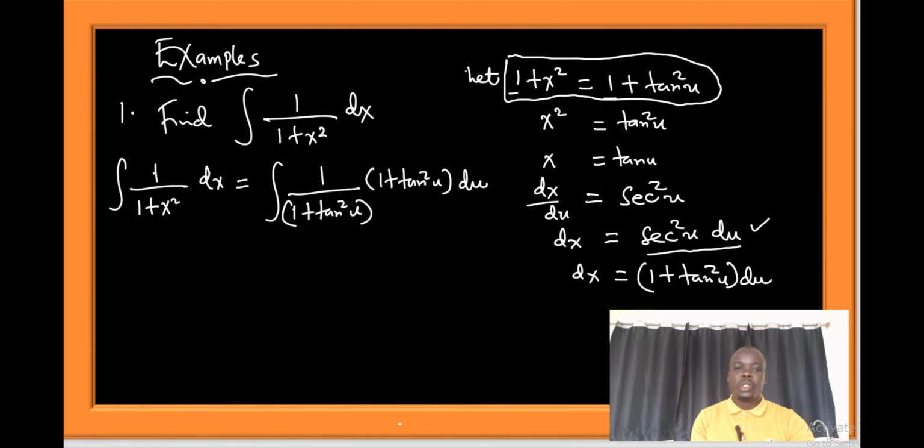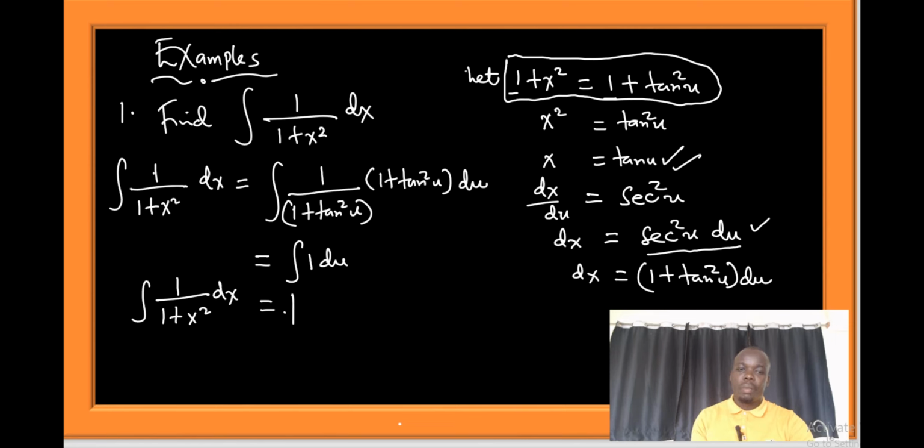And so when they cancel, we remain with the integral of 1 du, which gives us basically u plus the constant. But remember, like I said, u now must be expressed in terms of x, so that as we make our clear conclusion, integral of 1 over 1 plus x squared dx now becomes u, which is going to be obtained from this expression. Take that point seriously. From this expression, u definitely becomes tan inverse of x.